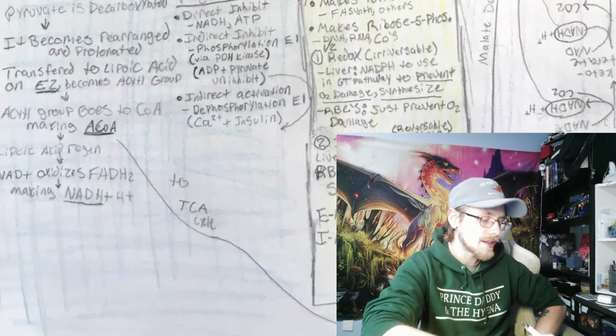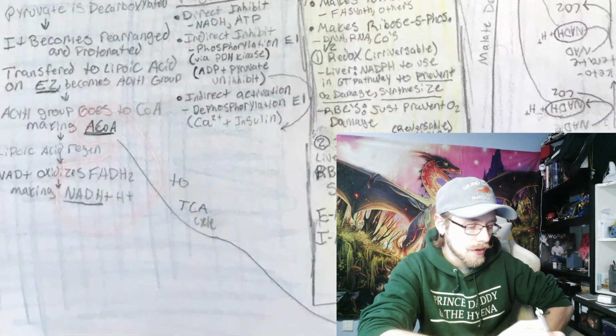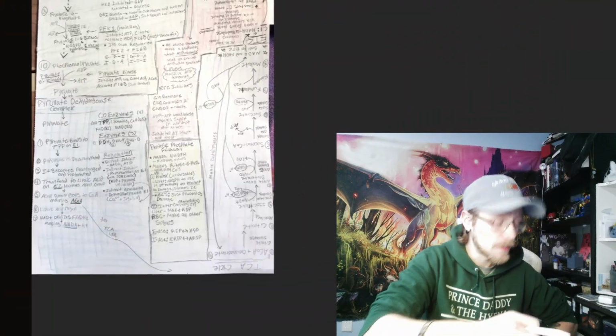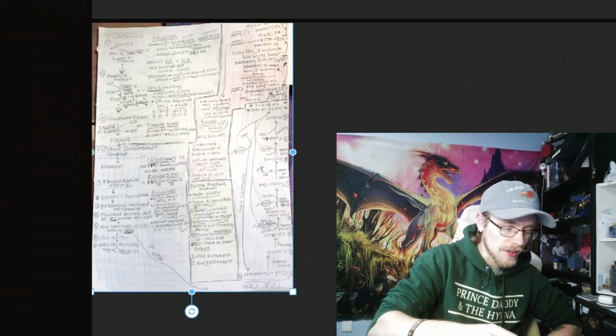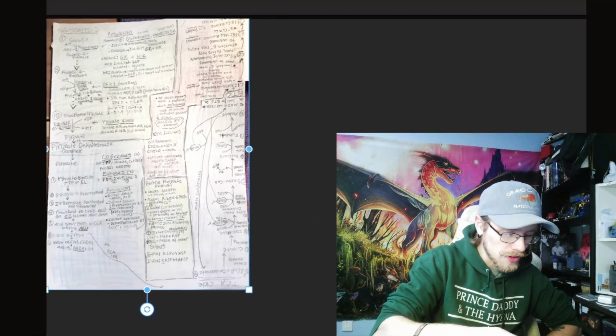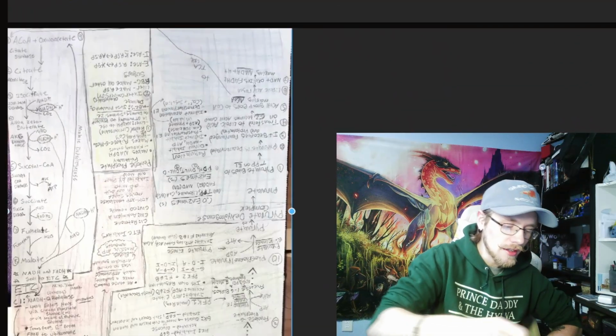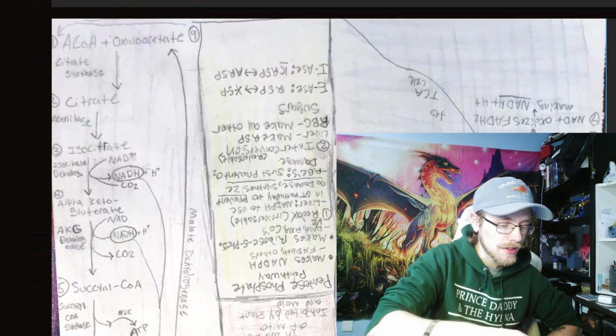So focusing on these guys here, right? We're going to follow them to the tricarboxylic acid cycle. Now bear with me, it was very late when I was studying, and I didn't really know where I was going with this sheet, so I kind of drew it in a circle. So we're going to flip this thing around, and we're going to look at the tricarboxylic acid cycle.